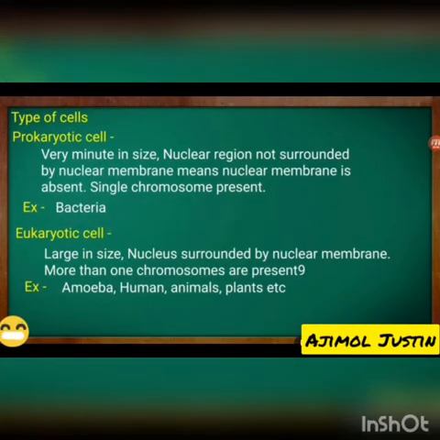Now, types of cells I have mentioned earlier. Two types of cells are there: prokaryotic cells and eukaryotic cells. Prokaryotic cells means they don't have a nucleus or nuclear membrane is absent. An example is bacteria. And eukaryotic cells are large in size. Nucleus is surrounded by a nuclear membrane and there is more than one chromosome. Examples, amoeba, human, animals, etc. are eukaryotic.